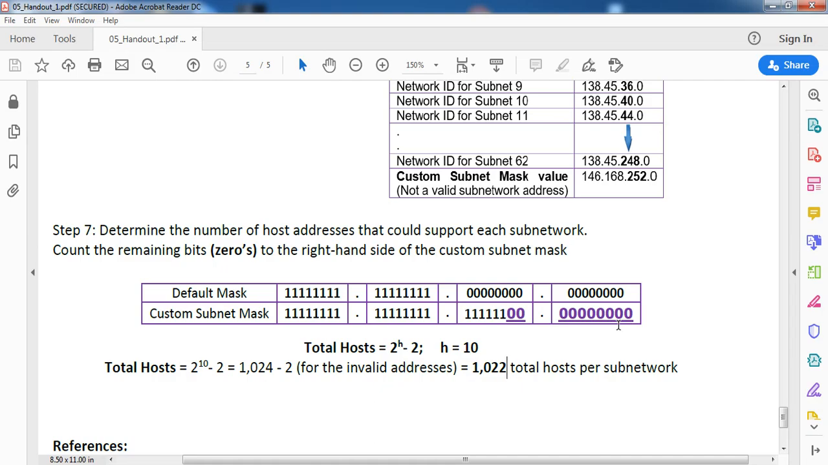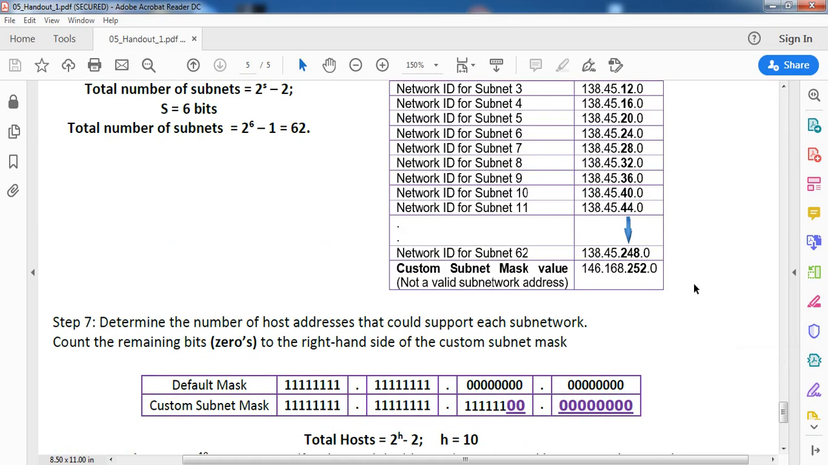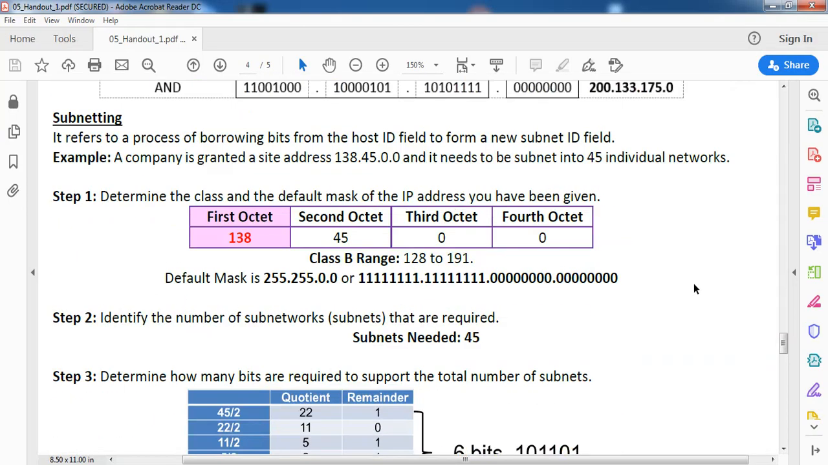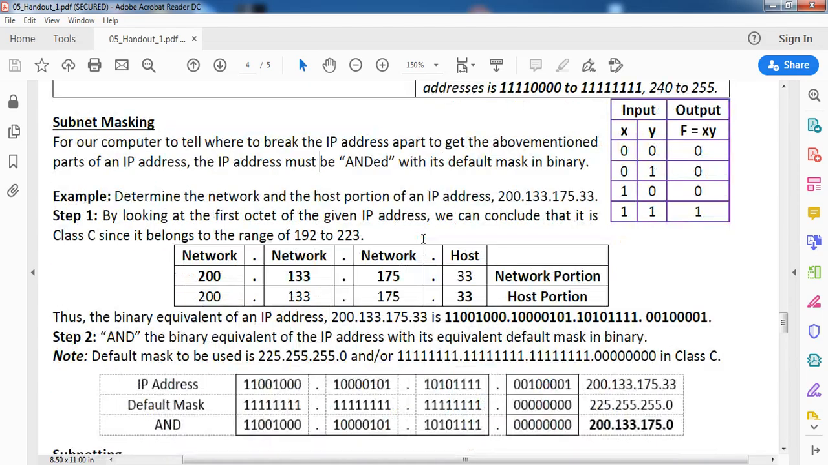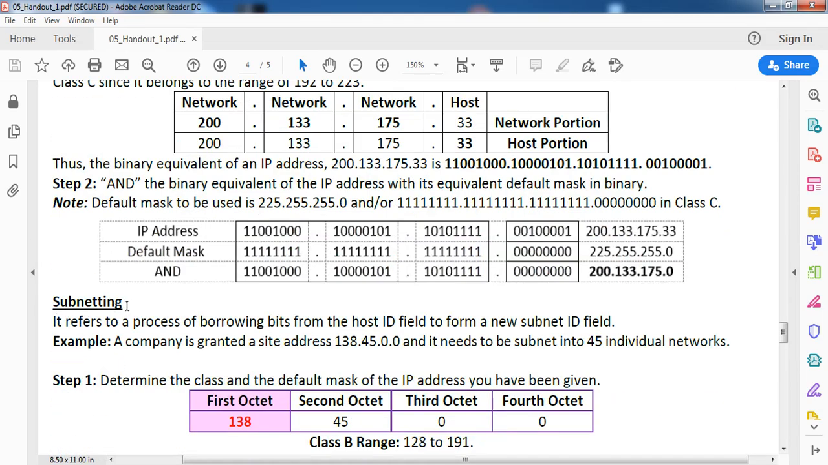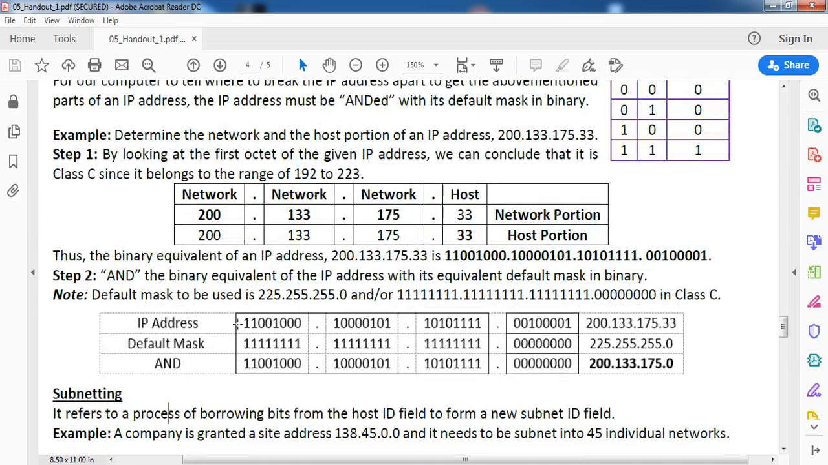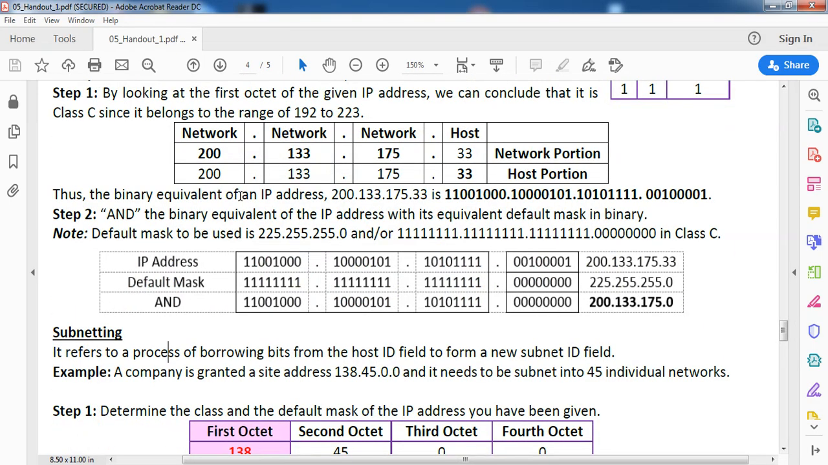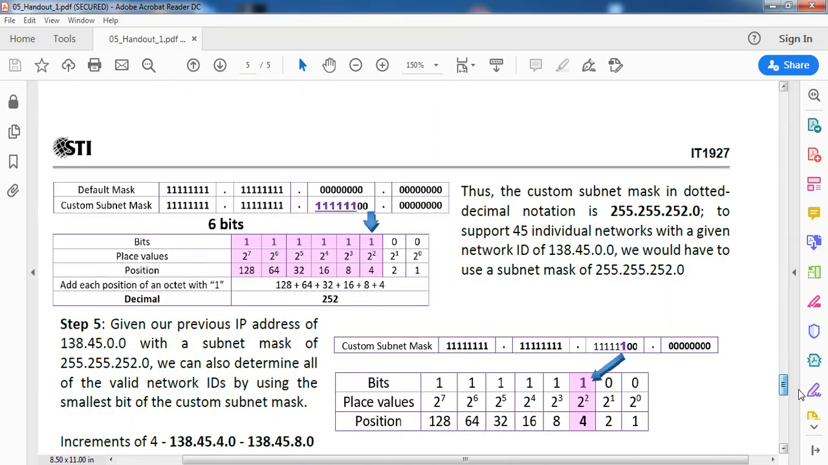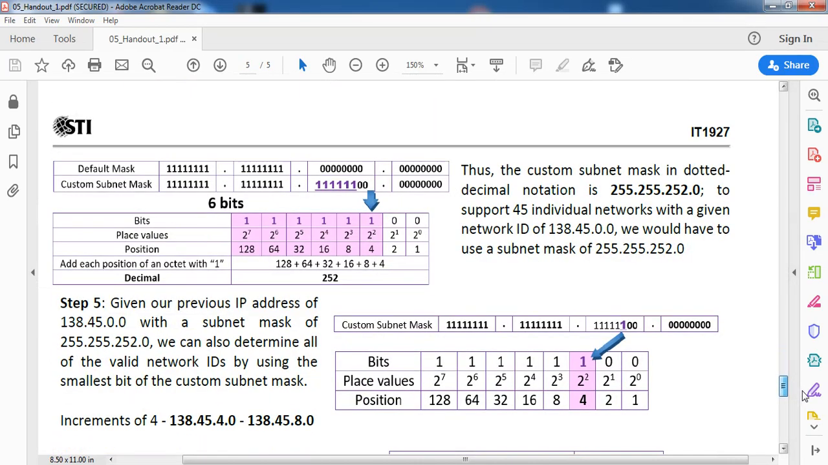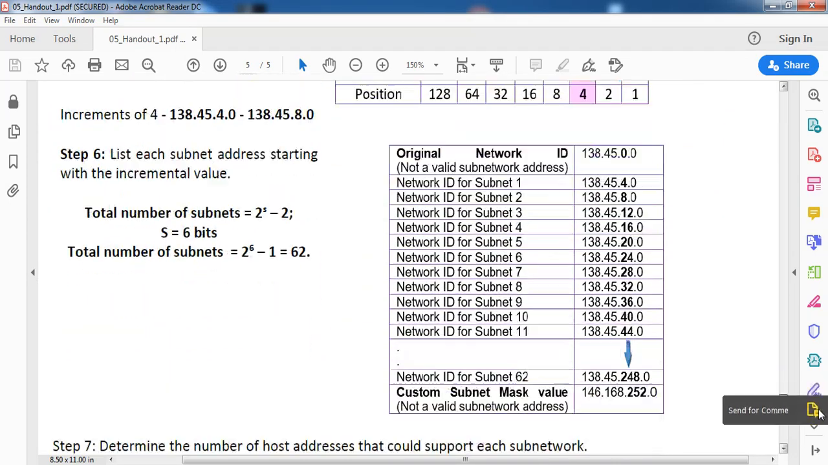The next video lecture, I will be giving more examples or additional examples for subnetting. I don't know if I'll be giving something for subnet masking, but most probably I'll be giving one for subnetting. Subnet masking is like a portion already of subnetting, when we try to separate the host ID from the subnet ID and the network ID.